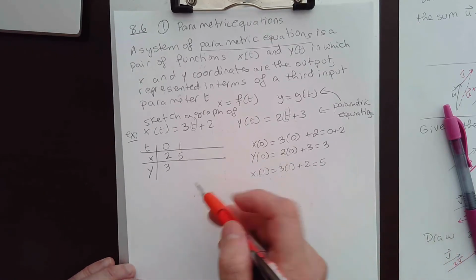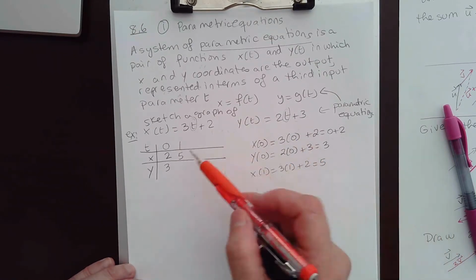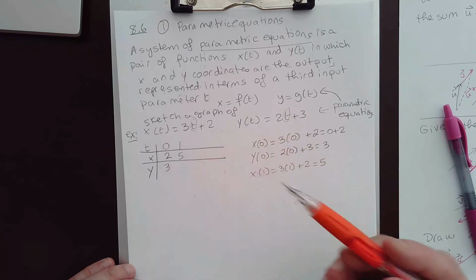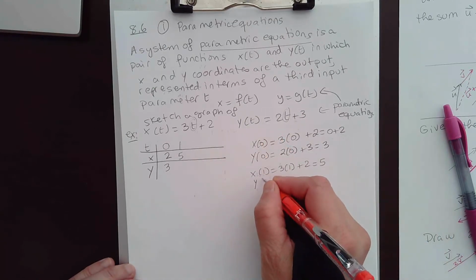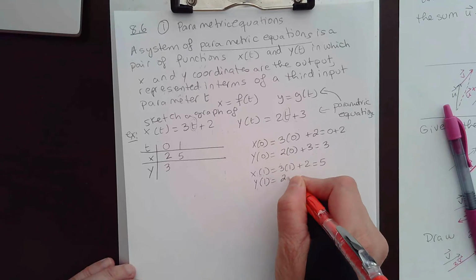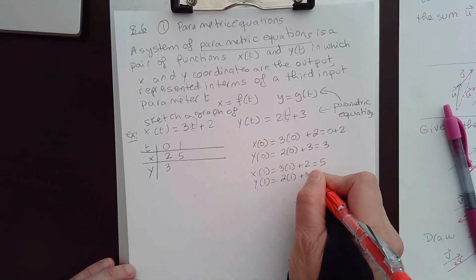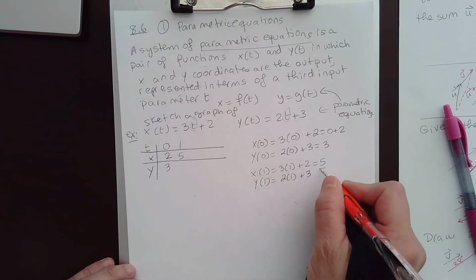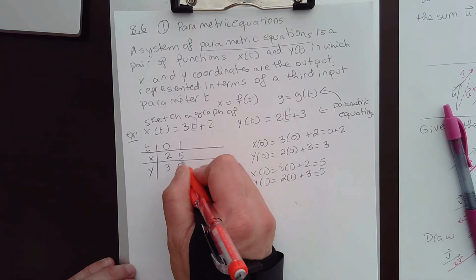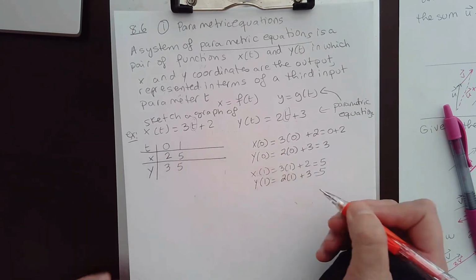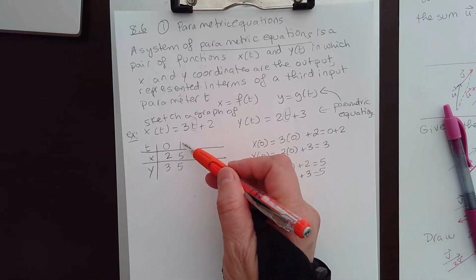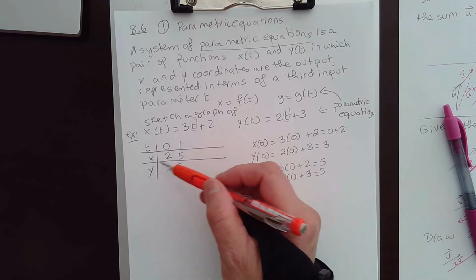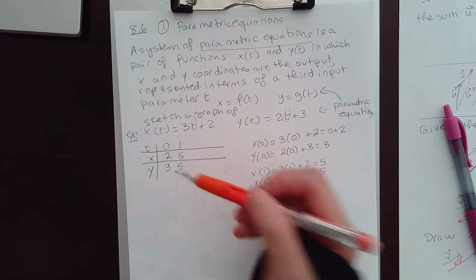You do the same thing to find y. You replace t with 1. So y1 would be 2 times 1 plus 3, which is also 5. 2 plus 3 is 5. So the point is 5, 5. So when t is 1, the point on the graph would be 5, 5.